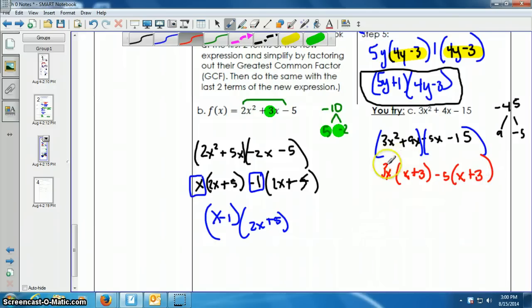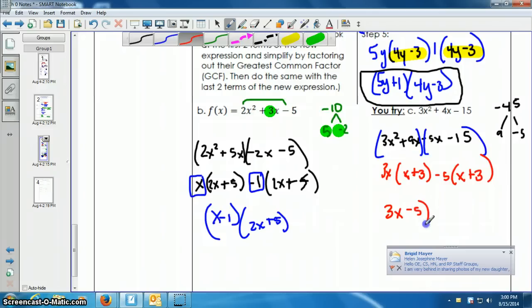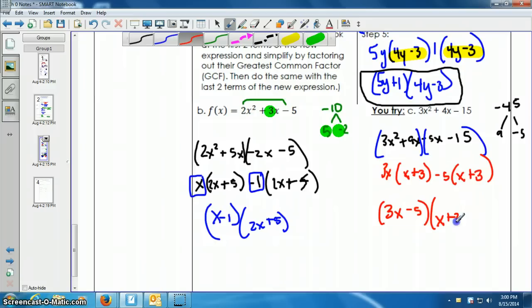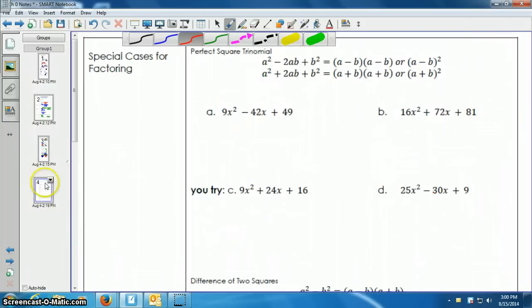Notice our parentheses match, so we're going to put our greatest common factors, and you should get 3x minus 5. It's your first set of parentheses, and your second set is x plus 3. So there's your final answer. Go ahead and try the next section. Let's do one together here.